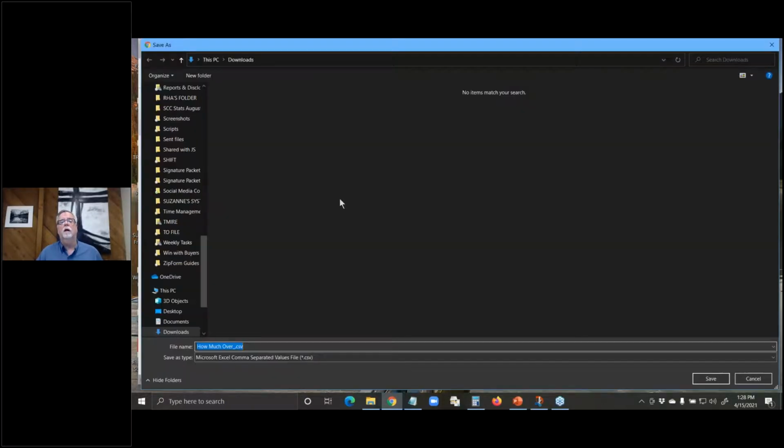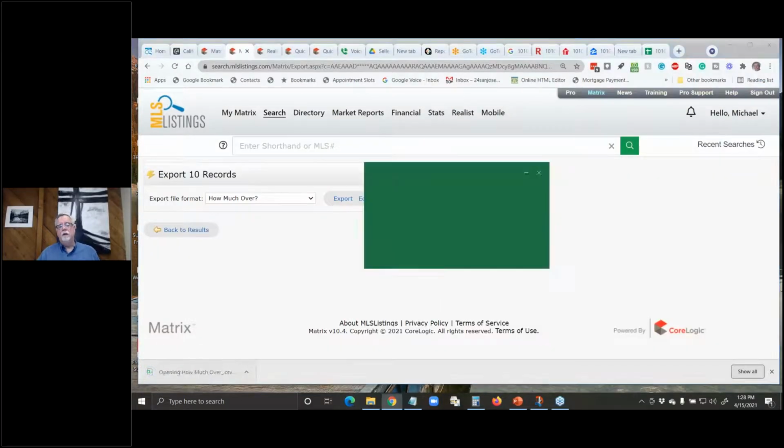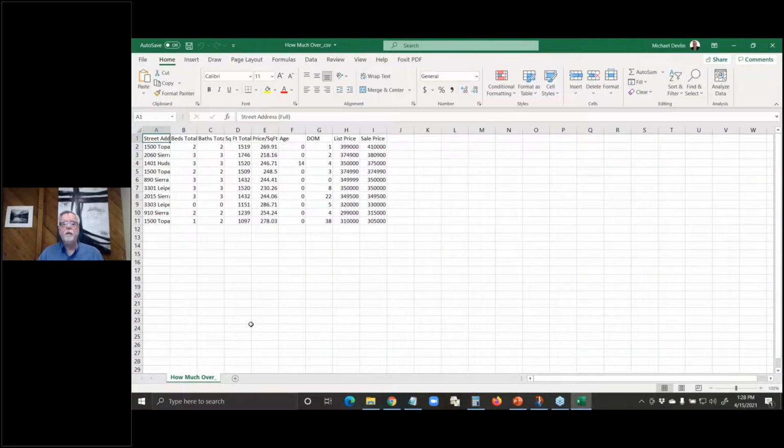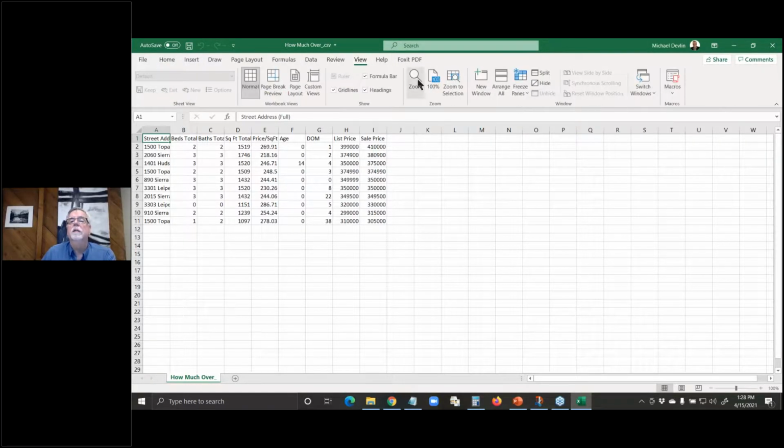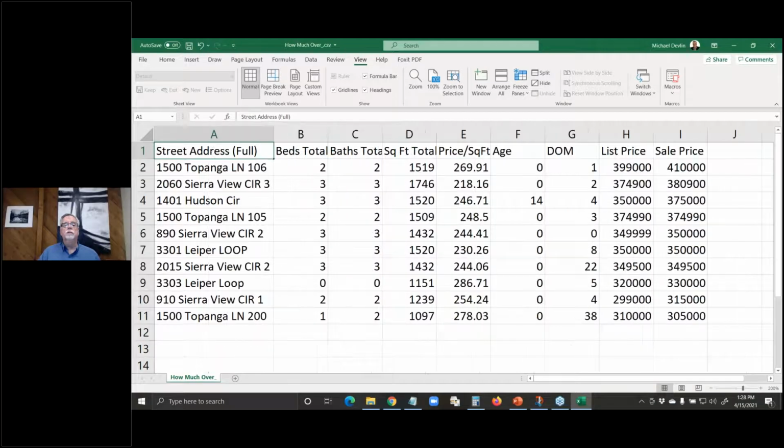So I'm going to click on it, How Much Over. I'm going to download it. I'm going to open it up. And this is what the spreadsheet looks like. All right, let me see if I can make this a little bit bigger. All right, how about that? All right, so you can see it. Bedrooms, this is street address, which I don't really need. Bedrooms, bathrooms, square footage, price, days on market, age.